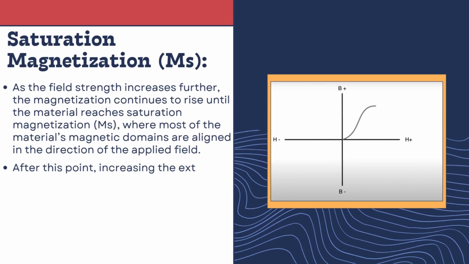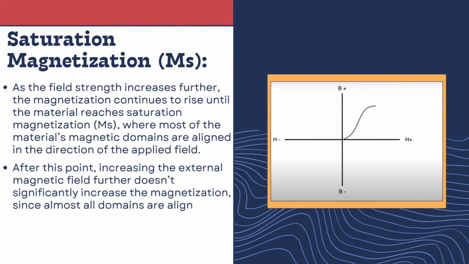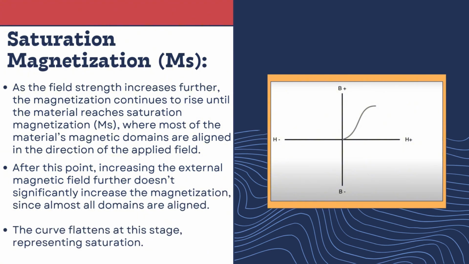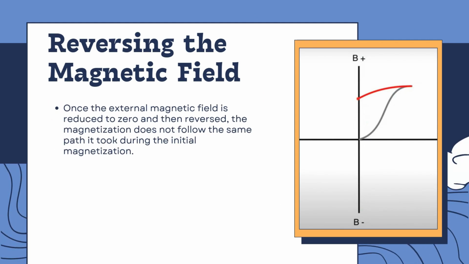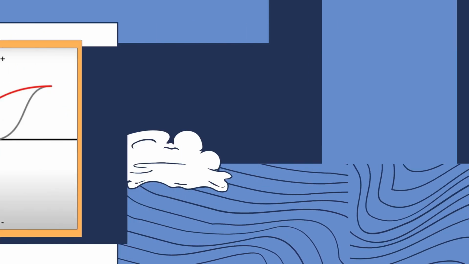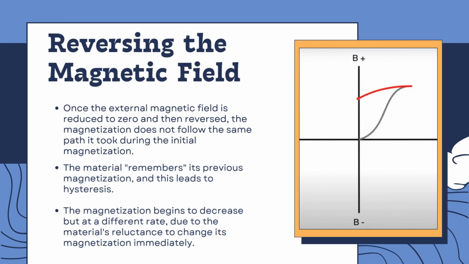After this point, increasing the external magnetic field further does not significantly increase the magnetization, since almost all the domains are aligned. The curve flattens at this stage, representing magnetic saturation. Once the external magnetic field is reduced to zero and then reversed, the magnetization doesn't follow the same path it took during the initial magnetization. The material remembers its previous magnetization, and this leads to hysteresis.